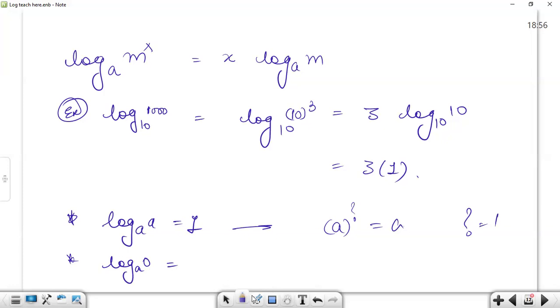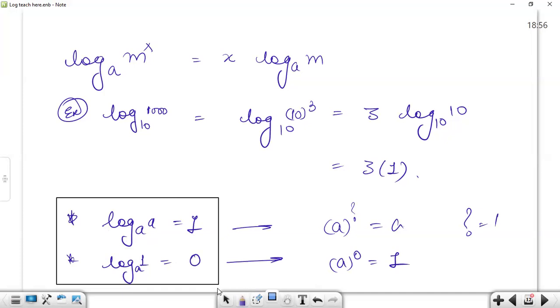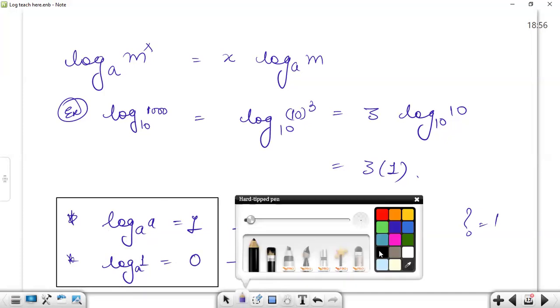And there's one more important property: logarithm of 1 to the base a is 0. So it can be rewritten as a raised to power 0 is 1. So these are two simple little properties which are very basic. Understand that. It's crucial for you to understand.